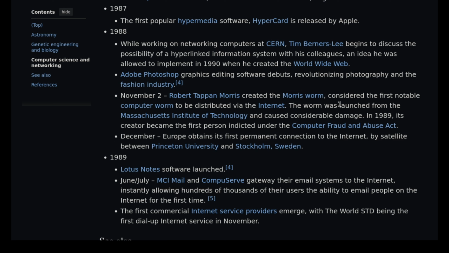And it's also interesting to think about how it was spread. But there you go. Our pure, clean internet was soiled with the Morris worm in 1988. December, Europe obtains its first permanent connection to the internet by satellite between Princeton University and Stockholm, Sweden.